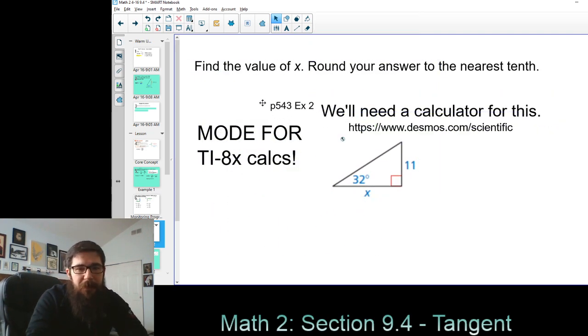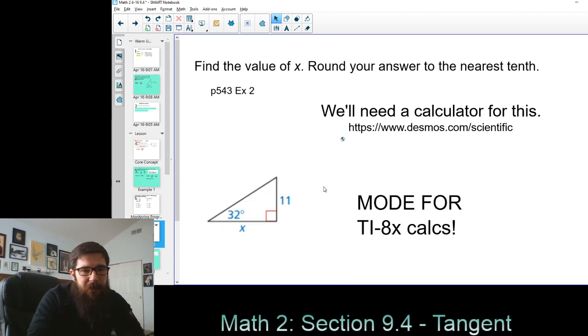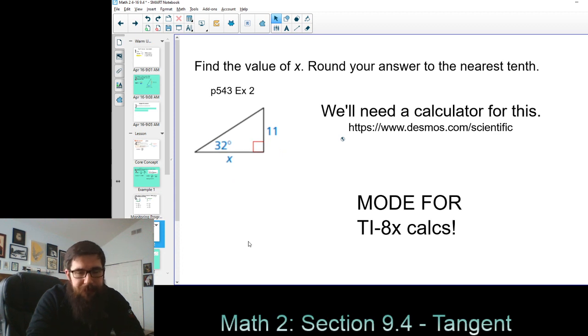We have page 543, example 2. And I've got this problem here where we're basically asking you to find a side length. Now we're asking you to find x. Before, we've always known that. We were just saying sort of what tangent is. We are going to need a calculator for this.